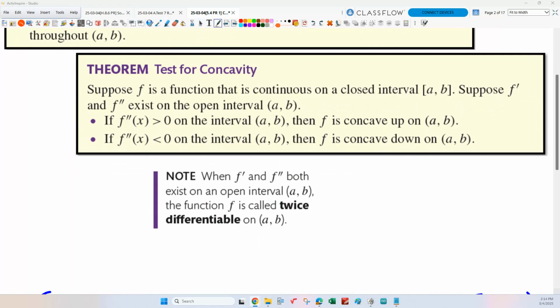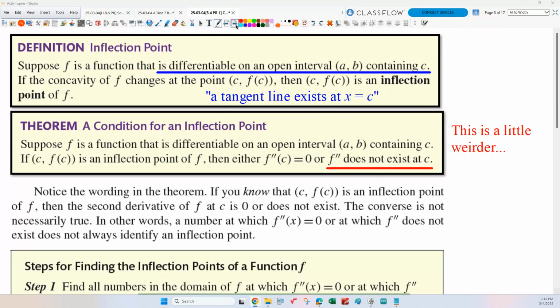Here's another piece of terminology that you'll run into in calculus, maybe differential equations classes for sure. When f prime and f double prime both exist on an open interval, then we say the function is twice differentiable, because I can take the derivative two times and it's going to work everywhere, right? If I could take a third derivative, it would be thrice differentiable, and so on, right? We rarely take third derivatives, though.